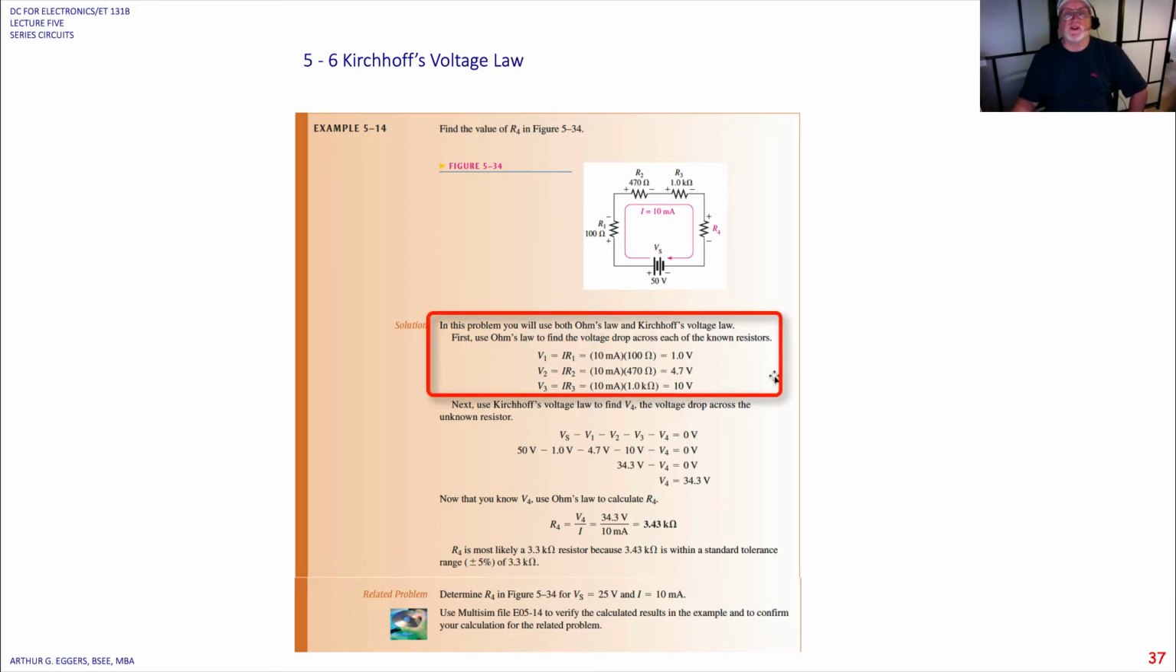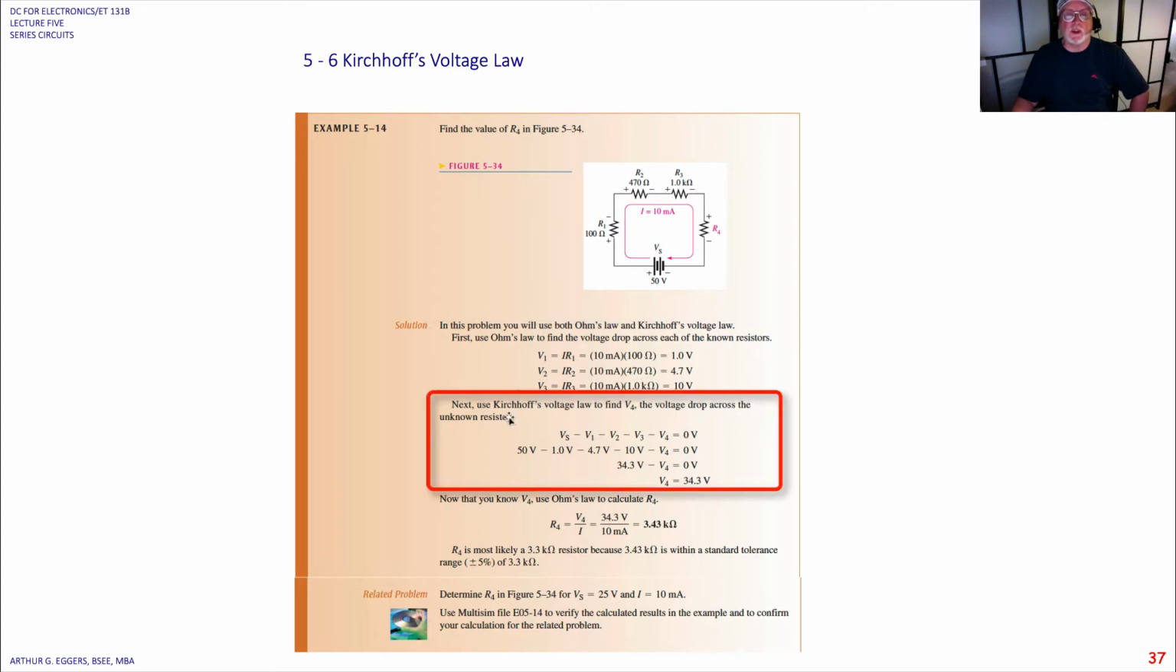So let's first use Ohm's law to find the voltage drops across each of the known resistors. So 1, 2, and 3, we are going to apply the fact that 10 milliamps is the source current through every one of these resistors, even R4. So we find voltage drop V1 is 1 volt, voltage drop V2, 4.7 volts, voltage drop V3, 10 volts. And in each case, we use the product relationship I times R of Ohm's law to solve.